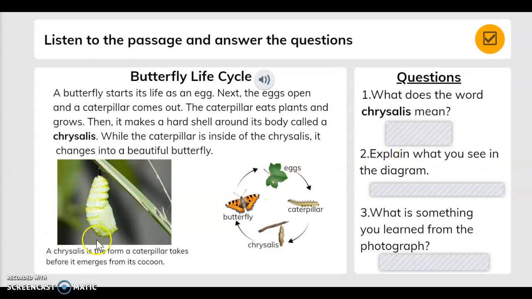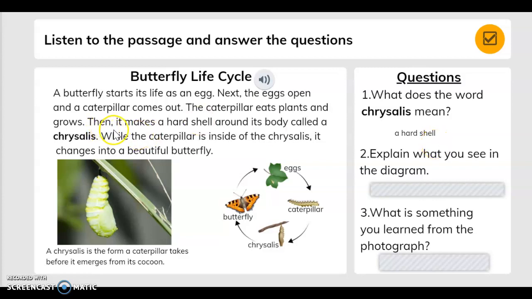And the caption underneath this, it says, a chrysalis is the form a caterpillar takes before it emerges from its cocoon. And here is a diagram of the life cycle of a butterfly. Questions. What does the word chrysalis mean? A hard shell.